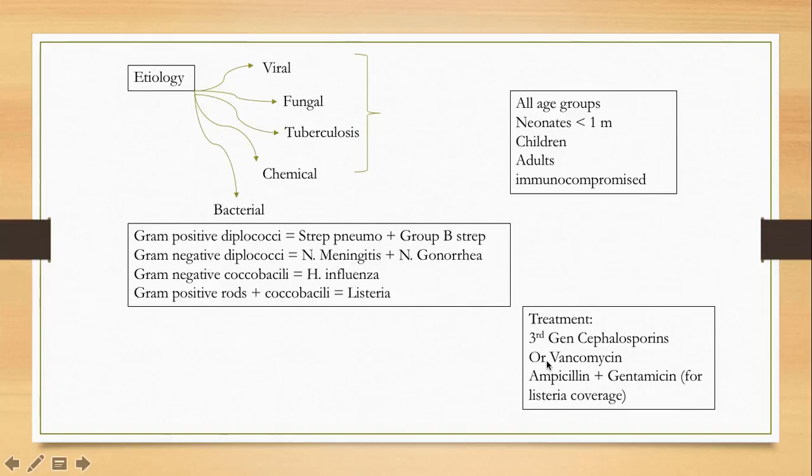So of course just a safe thing to do would be to use third generation cephalosporins, or vancomycin if a patient is allergic to cephalosporins. It will cover pretty much everything up until here, but if you're thinking about listeria, then we should use ampicillin and gentamicin, because ampicillin will cover listeria. That's pretty much about meningitis.